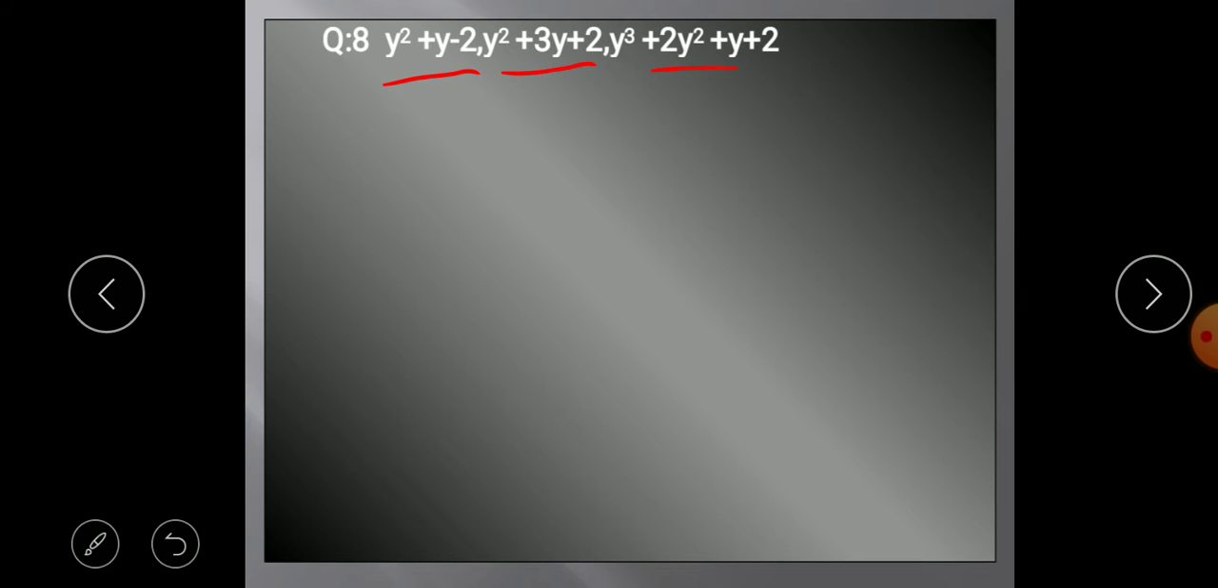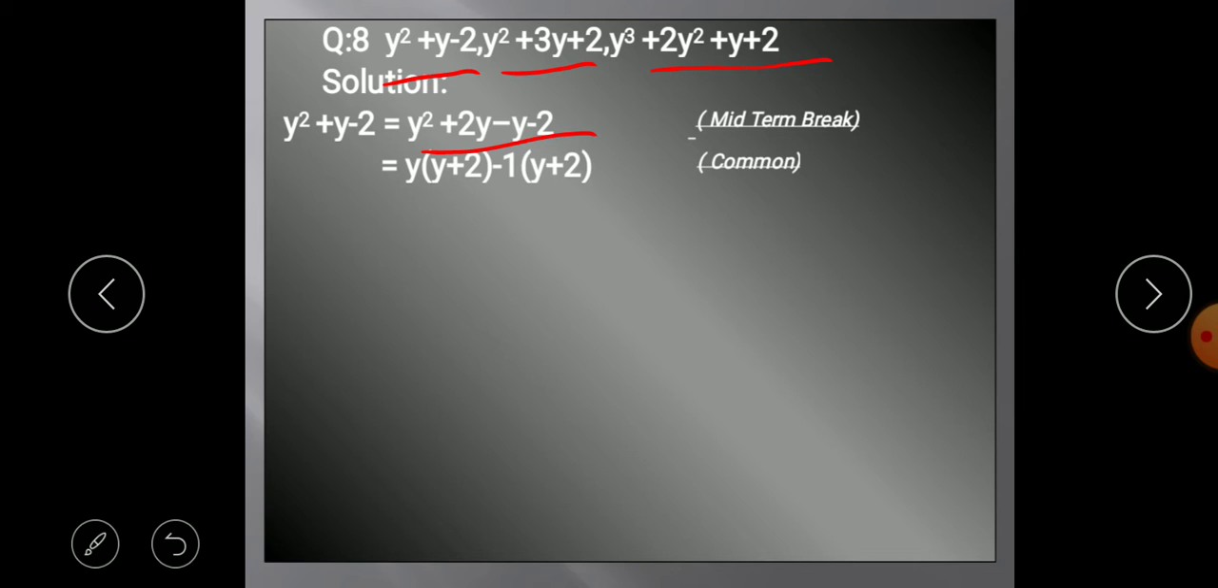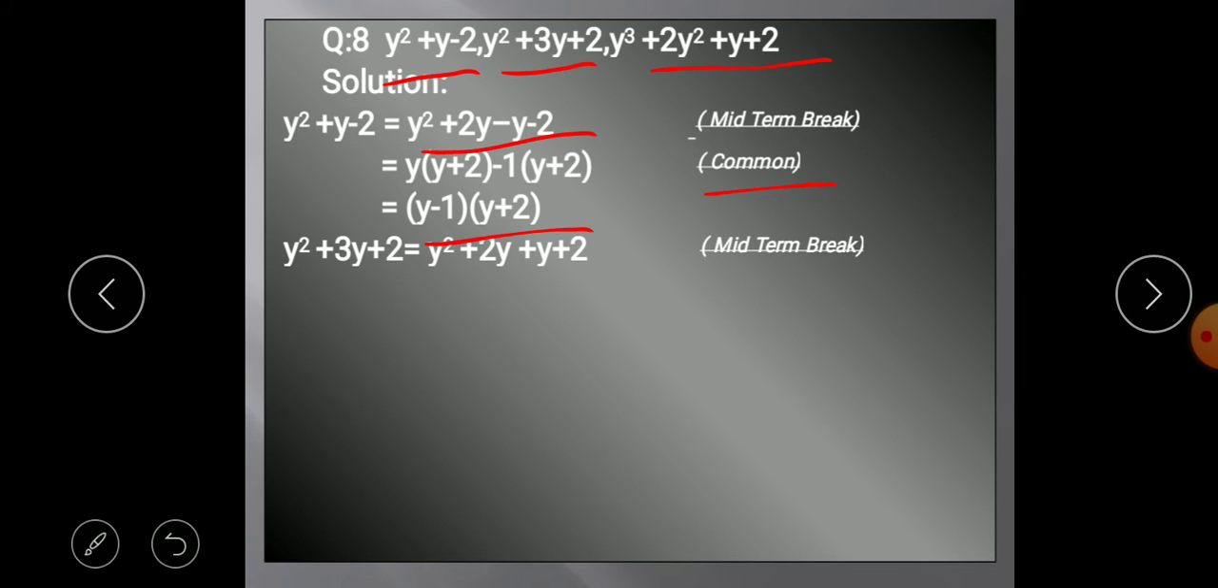1, 2, 3. So number 1 is, according to the middle term break method we have transformed it. Okay, and then we have found the common, and then I have written down here like this term. Now again the second polynomial I have broken down according to the middle term break method, and after applying the middle term method I have found the common.